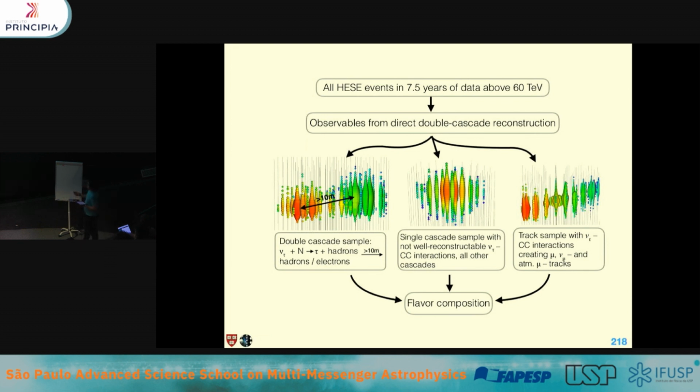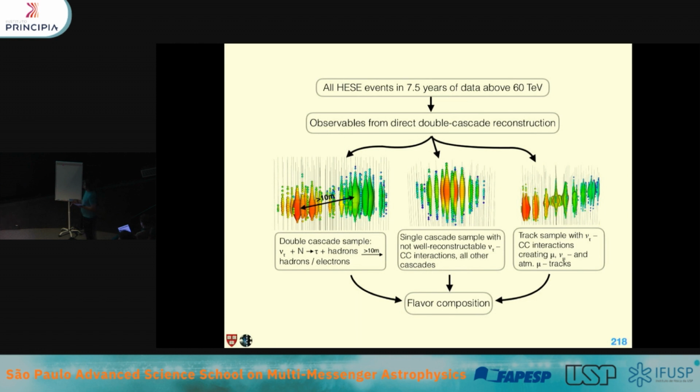Then you have cascades. Those are produced by neutral-current interactions, as well as charged-current interactions from electron neutrinos. We talked about this earlier, so I'm not going to dwell much. And then we have these double cascades, right? So double cascades, we typically talk about them when the separation is more than 10 meters.